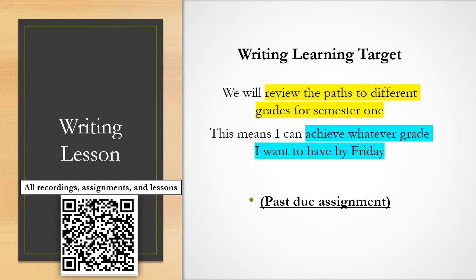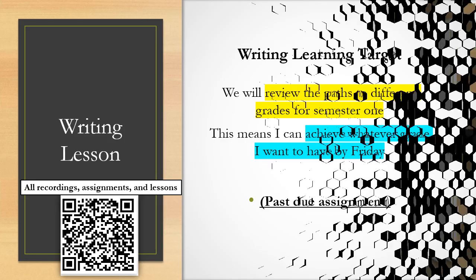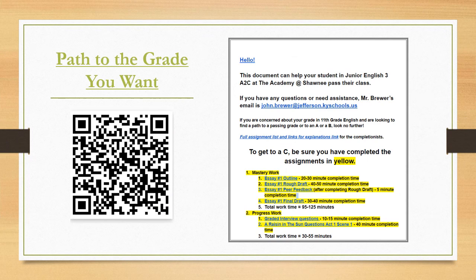All right, our learning writing target is to review the paths to different grades so we can achieve whatever grade we want to have by Friday. If you take a picture of this QR code, you can do that while watching this video. You can pause the video, take a picture of the QR code, go to that document, and look at exactly what you need to do to have the grade you want.